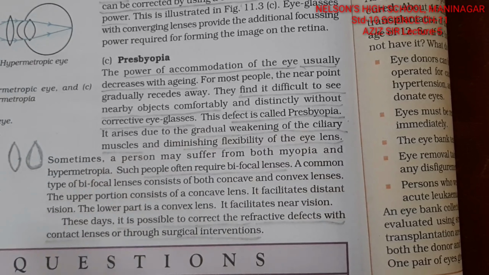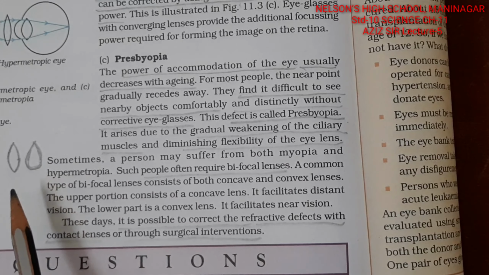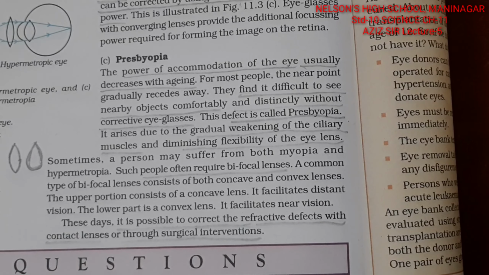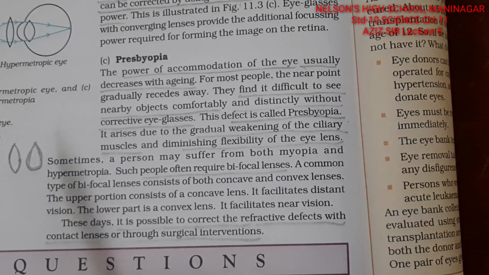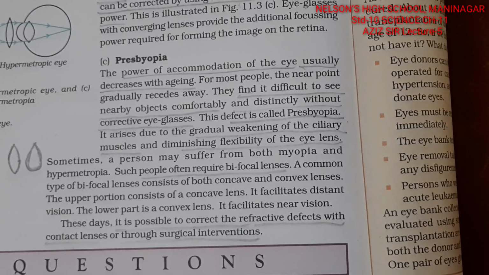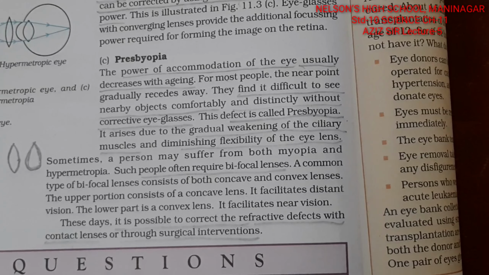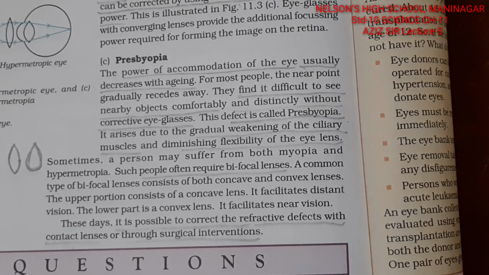Both defects are created, so the person is not able to see nearby objects clearly, and is also not able to see far away objects very clearly. To correct this, a bifocal lens is supposed to be used. All these defects can also be corrected by using proper contact lenses, and surgeries are nowadays available, but surgeries are applicable only to certain persons of a certain age group. Beyond this it is not applicable.